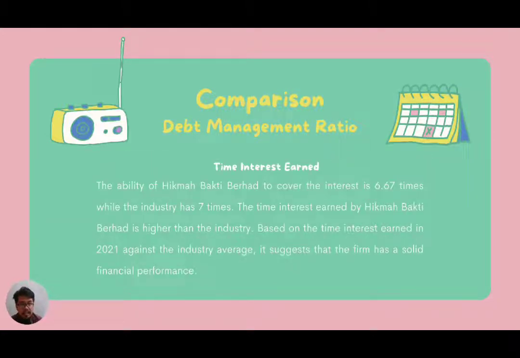The ability of Hikmah Bati Berhad to cover the interest is 6.67 times, while the industry has 7 times. The times interest earned by Hikmah Bati Berhad is lower than the industry based on the times interest earned in 2021 against the industry average. It suggests that the firm has a solid financial performance.